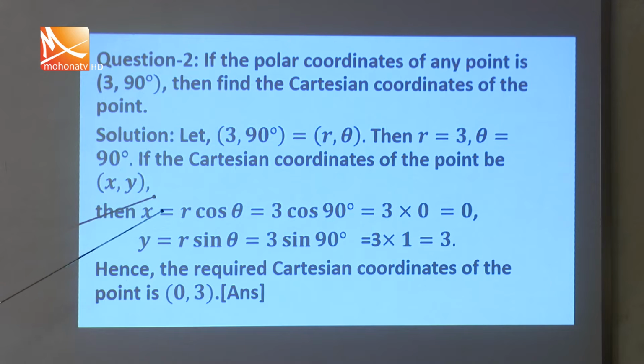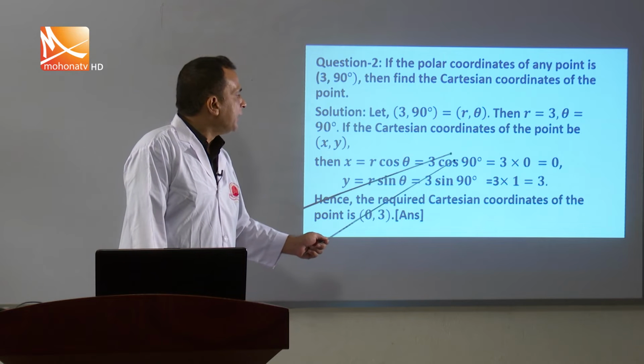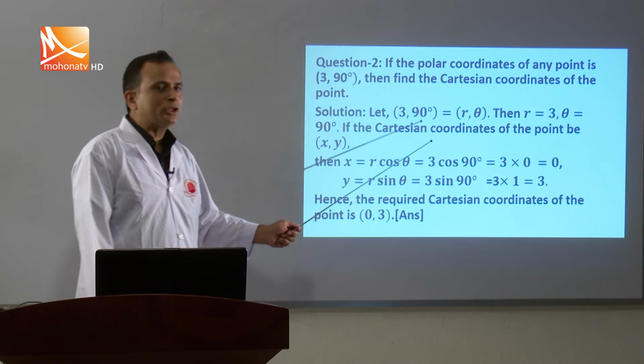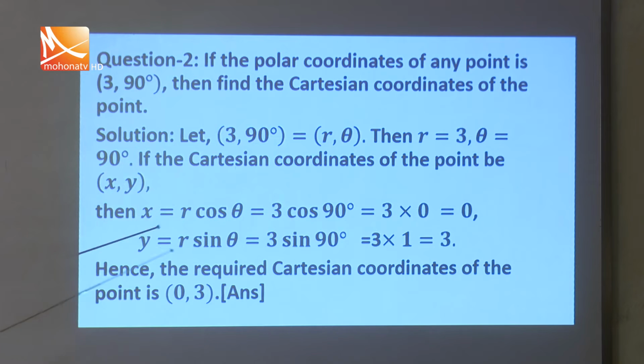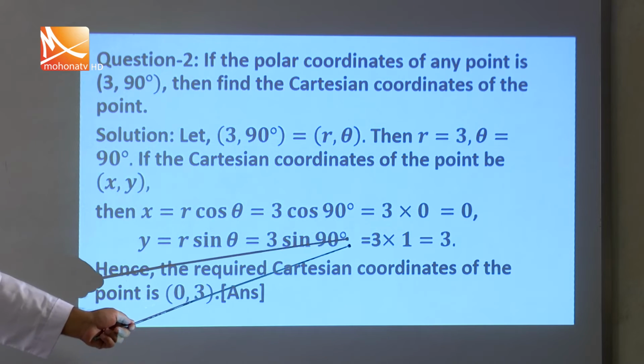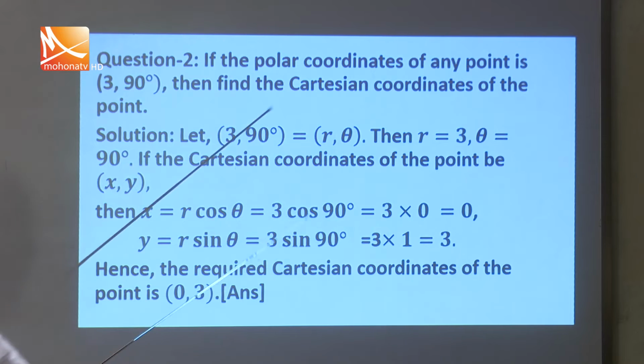If we put the values of r and theta in these two relations, then we get x equals 3 cos 90 degrees. Since the value of cos 90 is 0, it will be 3 into 0, that is 0. And y is equal to r sin theta, that is 3 sin 90 degrees, equals 3 into 1, equals 3. Hence the required coordinates are x, y, that is 0, 3. This is the answer, completed.